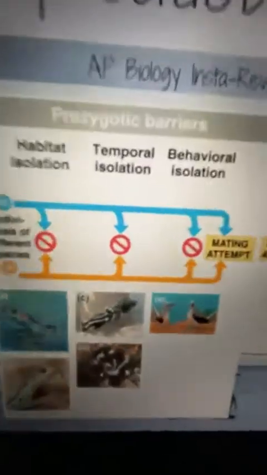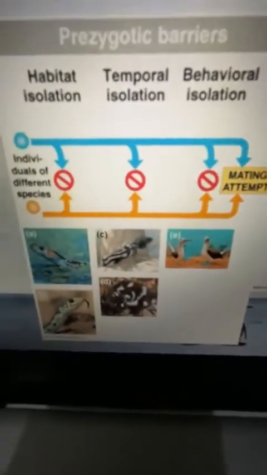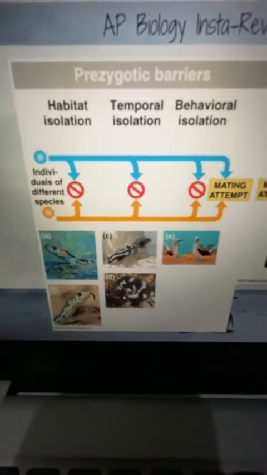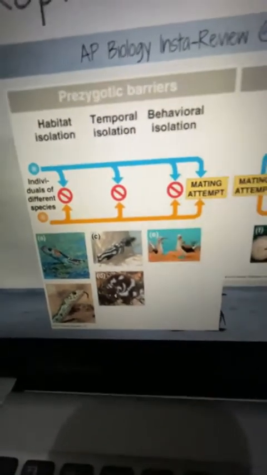Another one you could have is temporal isolation. This has to do with mating at different times. We have the eastern skunk and the western skunk. One of them mates during the summer and one of them mates during the winter. Since they mate at different times, they don't mate with each other, so again, we're inhibiting interbreeding.